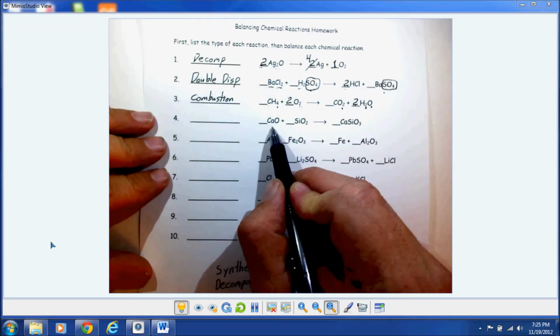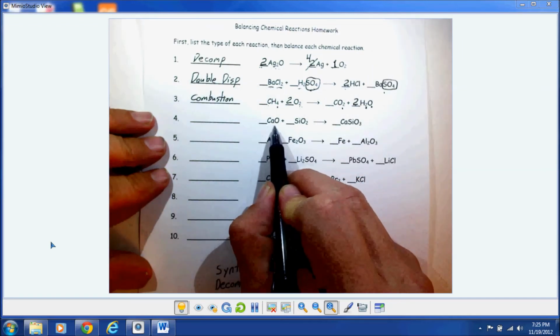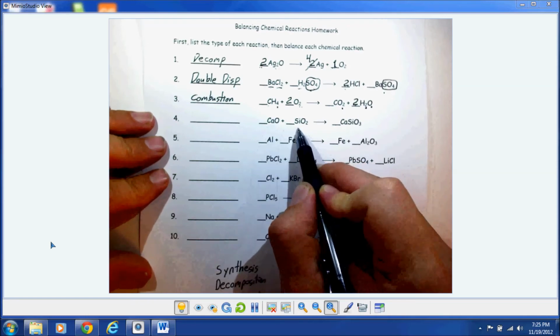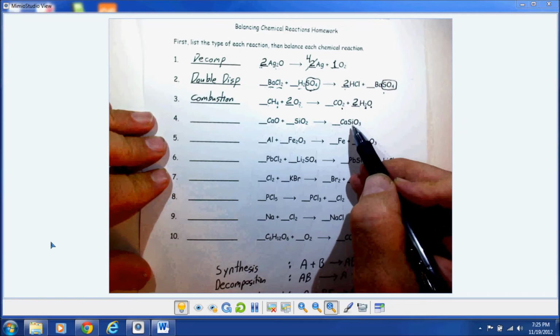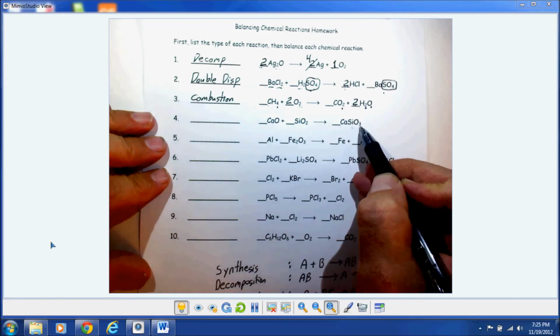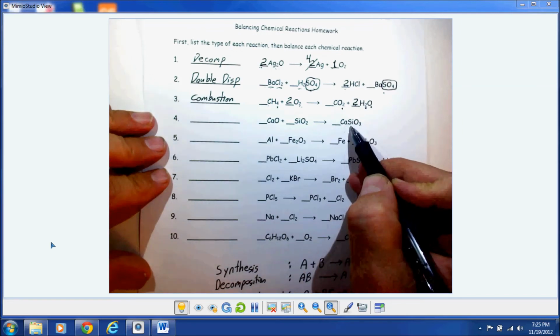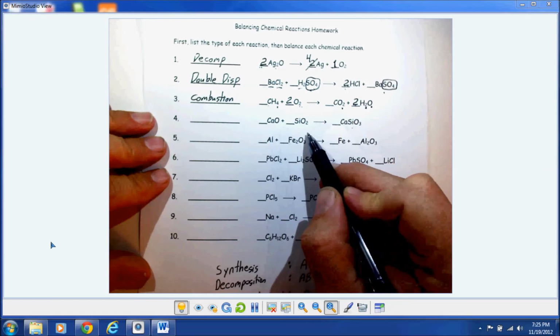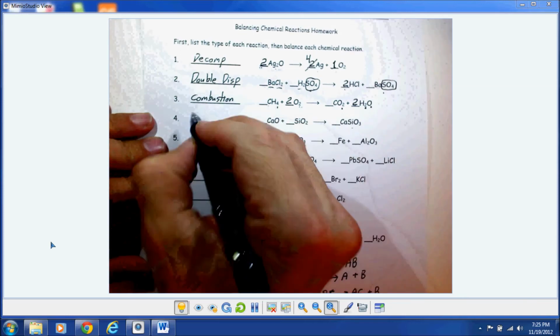In question number 4, I have one compound here, calcium oxide, and a compound here, silicon dioxide, and they can combine to form calcium silicate. The fact that there's only one product and there are 2 reactants indicates that this must be a synthesis reaction.